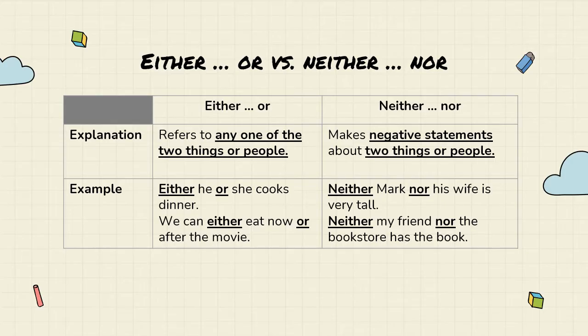Next, we have neither, nor. It makes a negative statement about 2 things or people. It means both are wrong. Let's look at the example. Neither Mark nor his wife is very tall. It means Mark and his wife, both of them are not tall. Neither my friend nor the bookstore has the book. Here it means my friend doesn't have the book. So he goes to the bookstore and the bookstore also doesn't have the book.